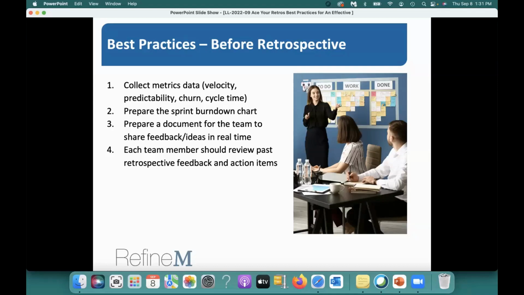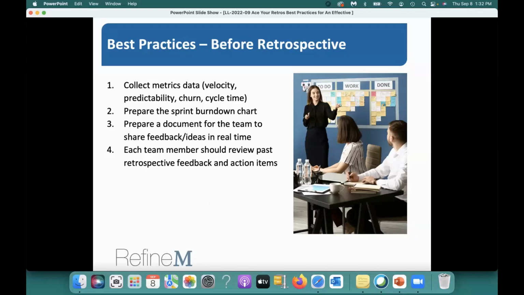And each team member should review the past retrospective feedback and action items. This is the document where the team documents their ideas and learnings, as they would have done in the past also. So each team member should review those. These are the ideas we came up with, what happened. But as Greg was pointing out, okay, we did a retrospective, but then nothing happened after that. All right, so there's some prep work needed.